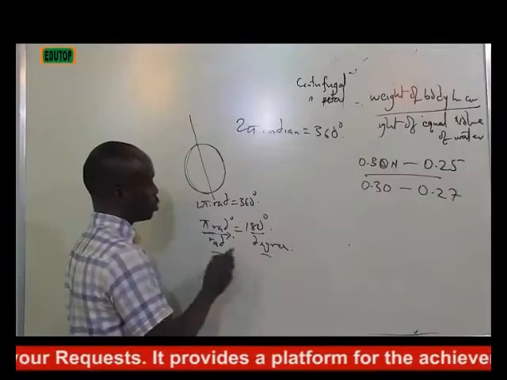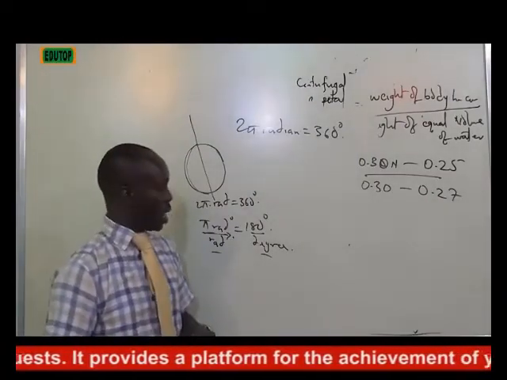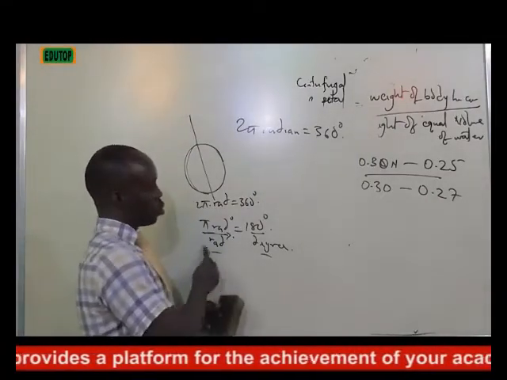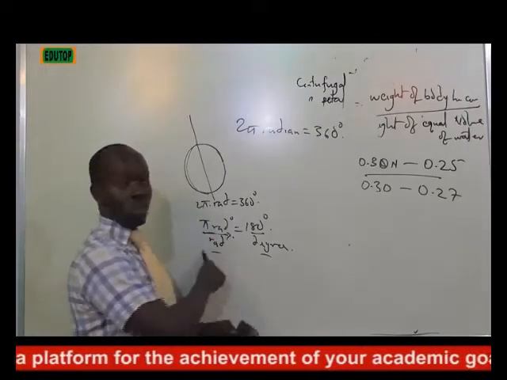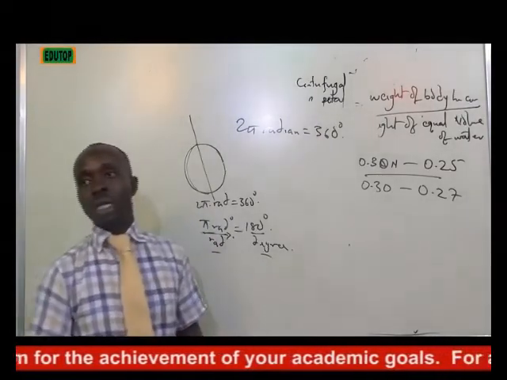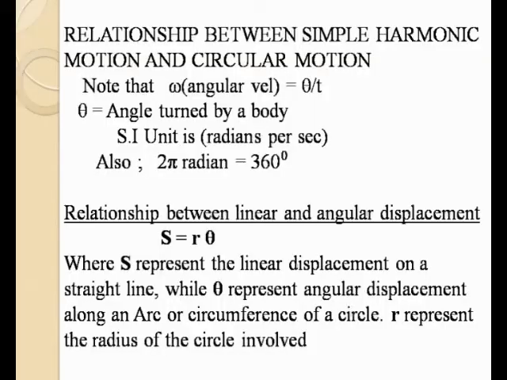You are told later in the future to convert a radian value to a degree value or a degree value to a radian value. This is just how to do that. So let's go to the next one. We say relationship between linear and angular displacement. All this you need to know.